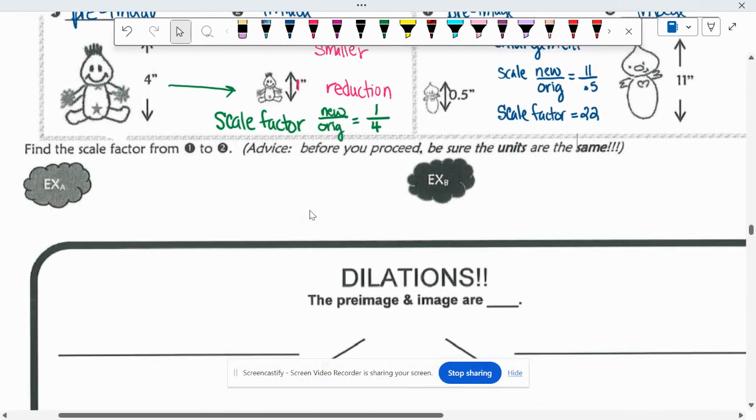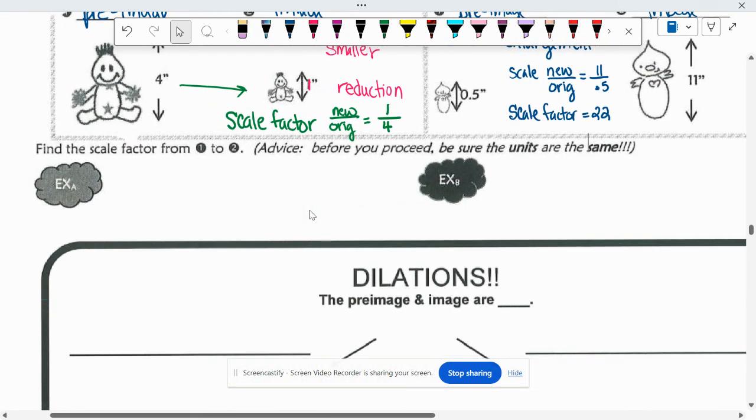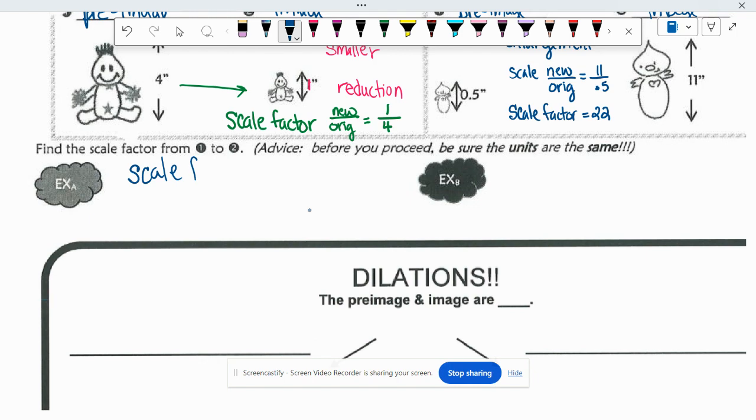Okay. So to find the scale factor from 1 to 2, remember I said, to find the scale factor, you are always going to take the image, which is the new item or the new shape, and put it over the pre-image, which is the original. Okay.